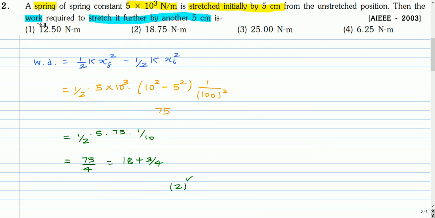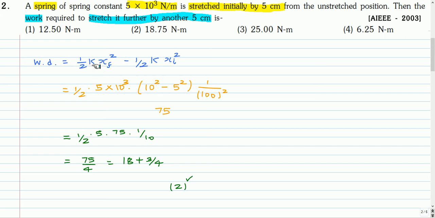This is the next question. A spring of spring constant 5 into 10 cube Newton per meter is stretched initially by 5 centimeters from the unstretched position. Then the work required to stretch it further by another 5 centimeters is. So the work done is increase in the stored potential energy of the spring. The initial extension is 5 centimeters and the final extension is 5 plus 5, that is 10 centimeters.